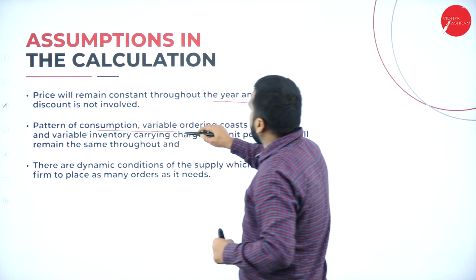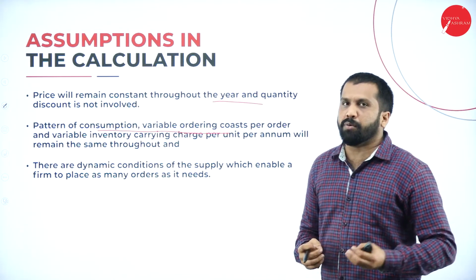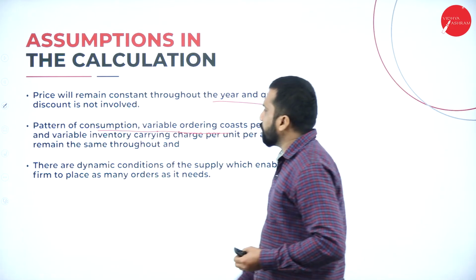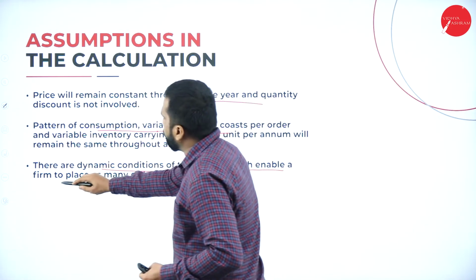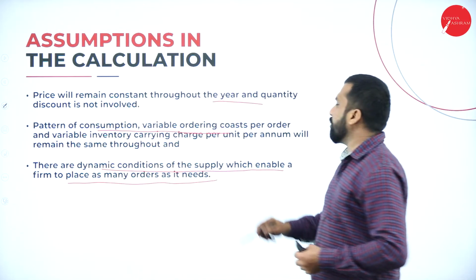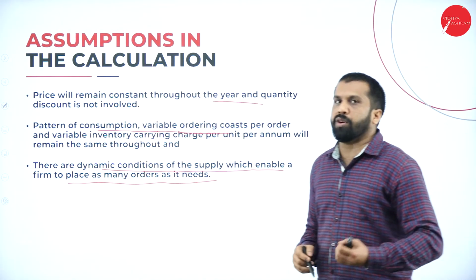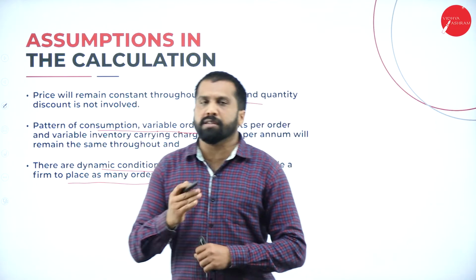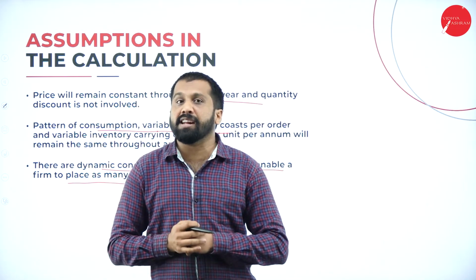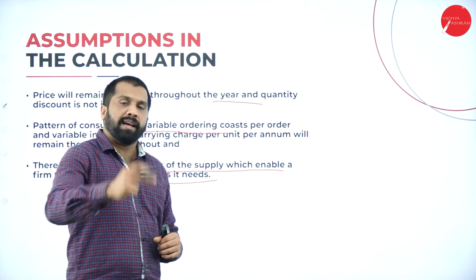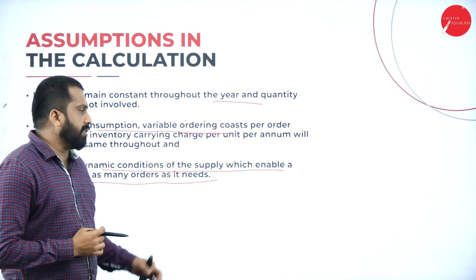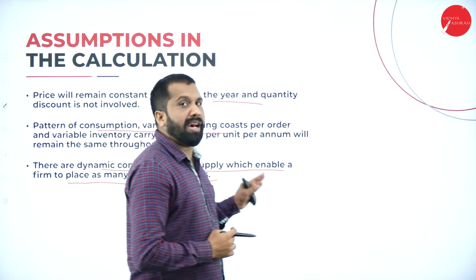Pattern of consumption is variable. It varies from one company to another company. There are dynamic conditions of the supply which enable the firm to place as many orders as it needs. Sometimes what happens, you need 100 books, you go to Sapna Book House, there are only 85 books there. Then what should I do? I should go to some other shop. Again, fuel expenses, all those things we should consider. We have to assume.